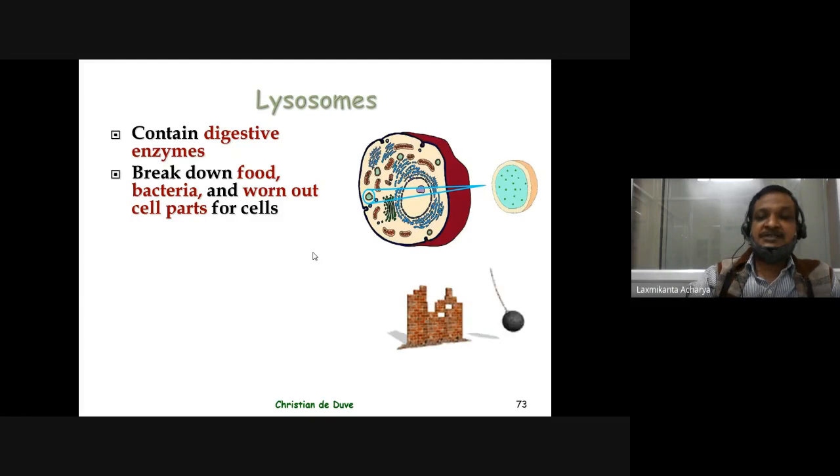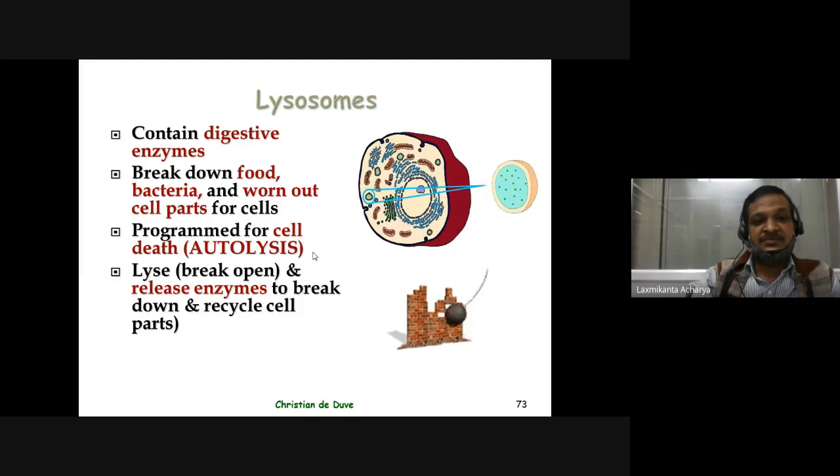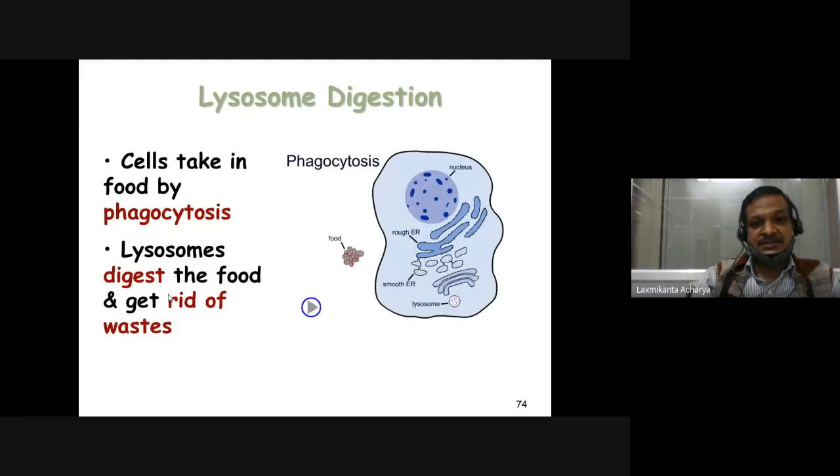In fact, just like certain things not used by the cell can be degraded and again recycled for other purposes, in that case also the lysosome plays a vital role. Dubé is responsible for the discovery of the lysosome. They break open, release the enzymes, and recycle the cell parts. Now see, they can take food by phagocytosis and they can get rid of wastes.